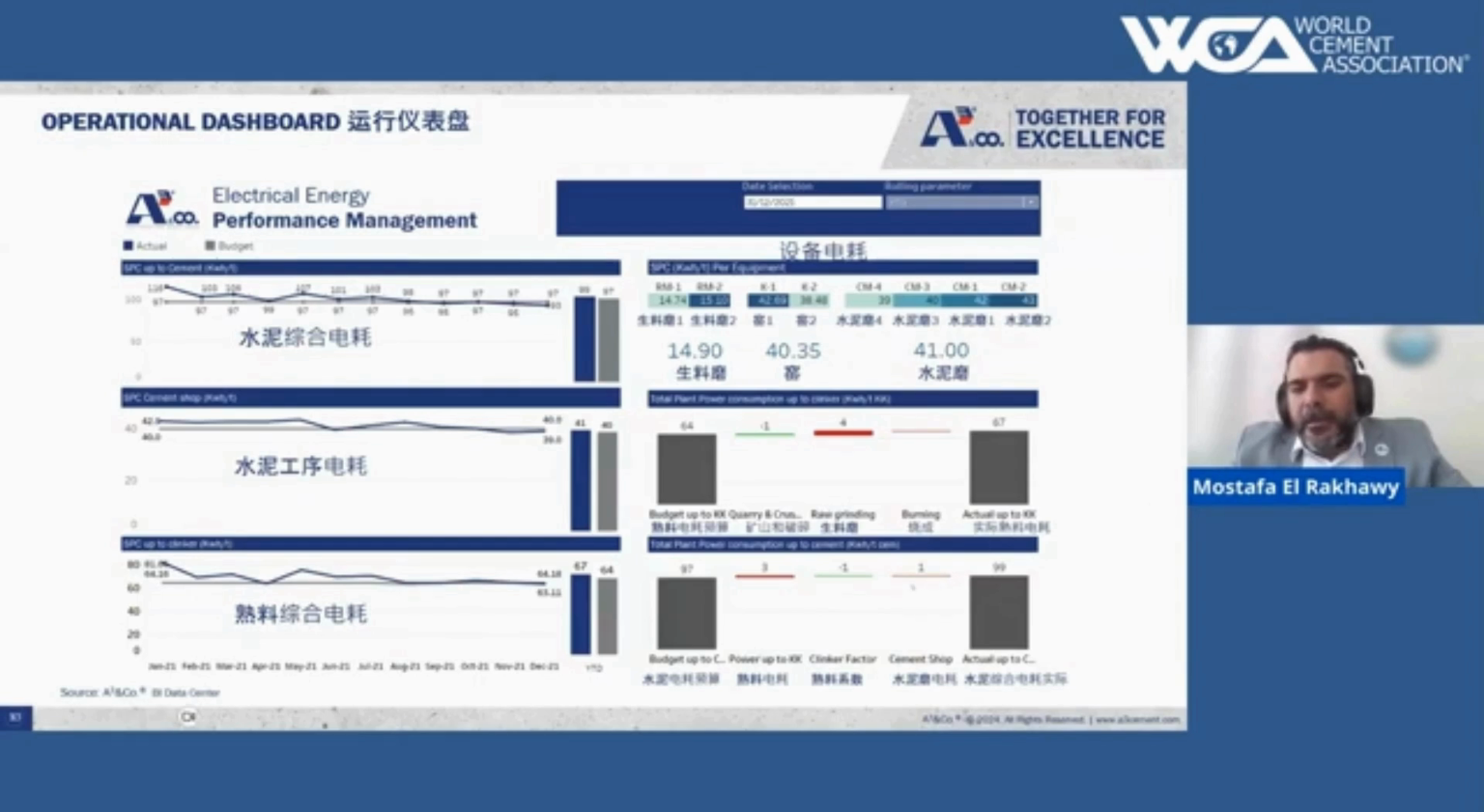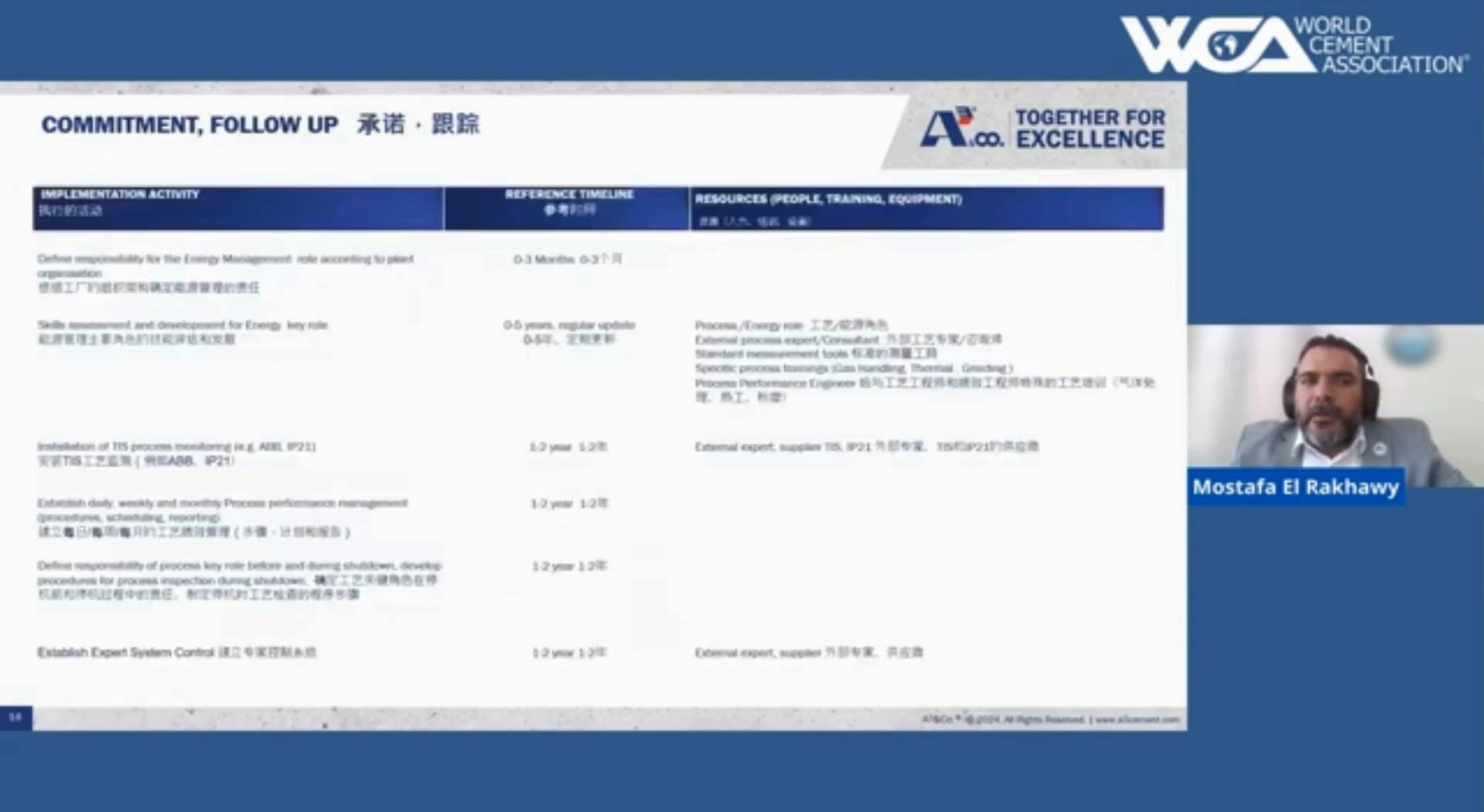And cement shop is exceeding its target by 1 kilowatt hour per ton. So here it is very clear that we should go and see the power up to clinker, more specifically. And when we go to the power up to clinker, we'll find that the raw grinding shop is taking 4 kilowatt hours per ton, exceeding its budget. So it is very important to have a target, to understand your consumption, and then after understanding your consumption, you are auditing and putting some actions to reduce that consumption, and then monitoring through either dashboards or any other types of data.